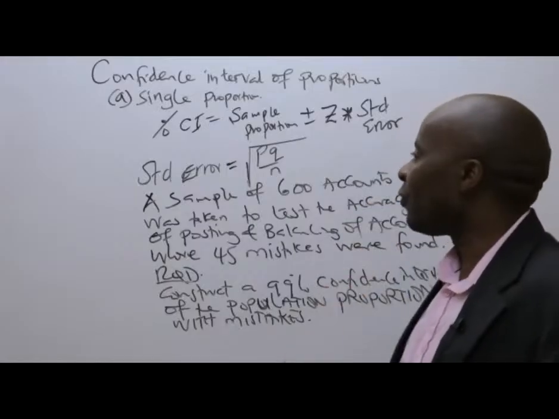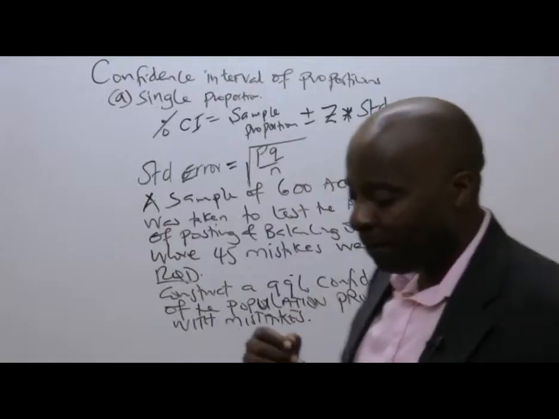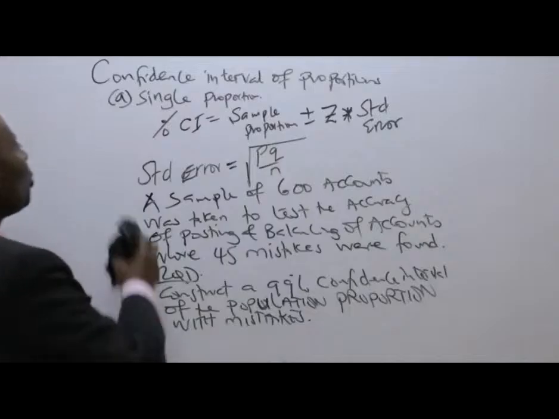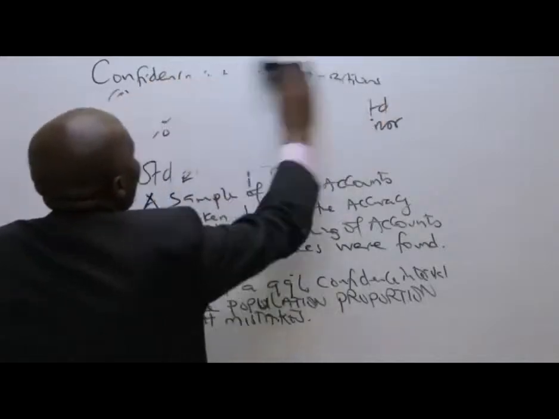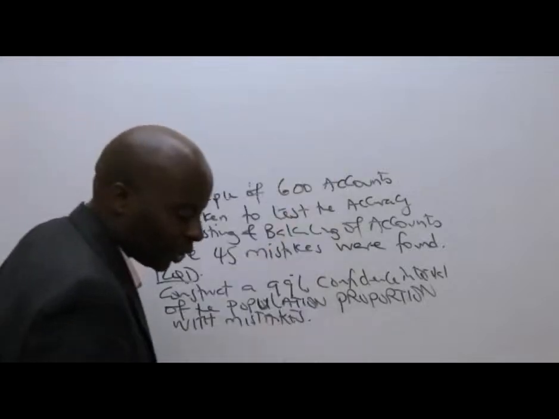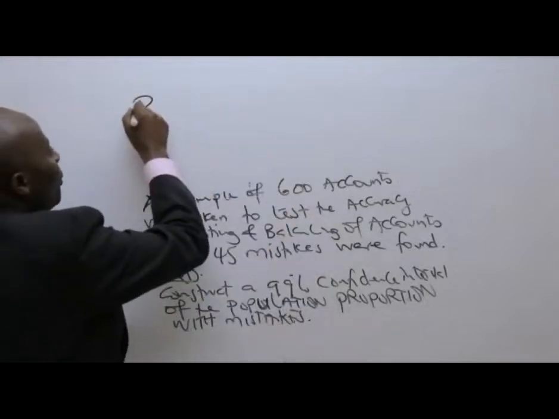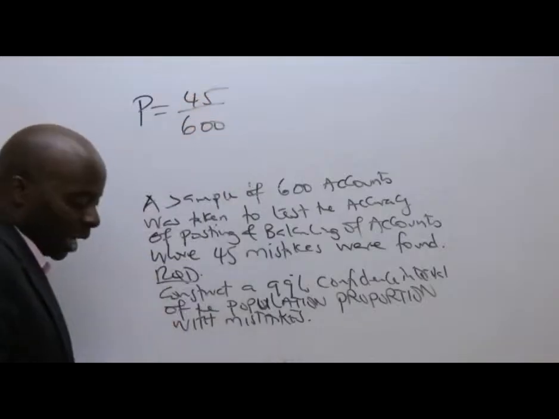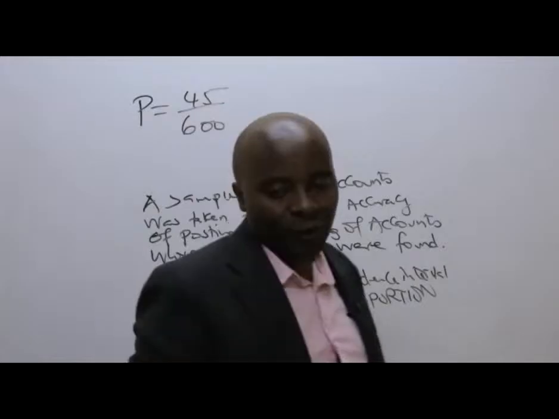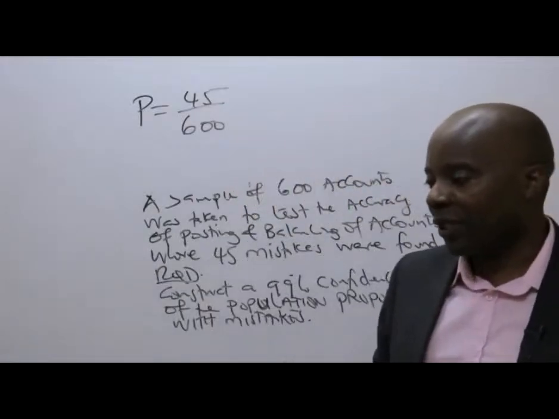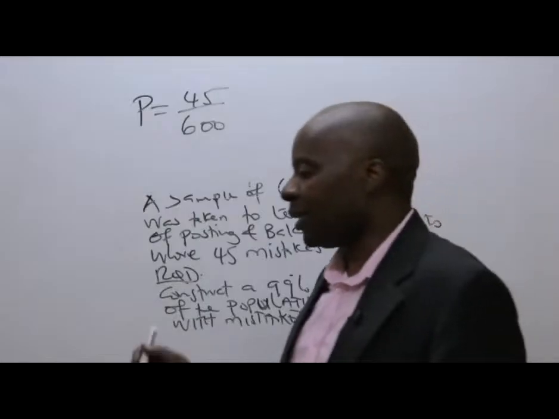So come and give me the sample proportion with mistakes. The sample proportion with mistakes will be 45 out of what here? 600. So could you kindly give me this figure? What is 45 over 600? I can see HP man giving me 0.075.